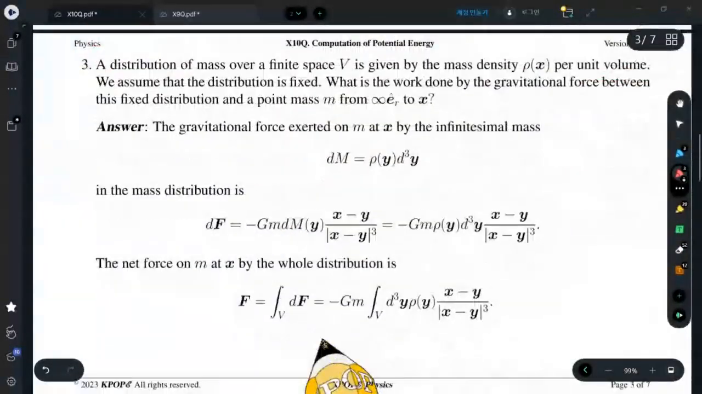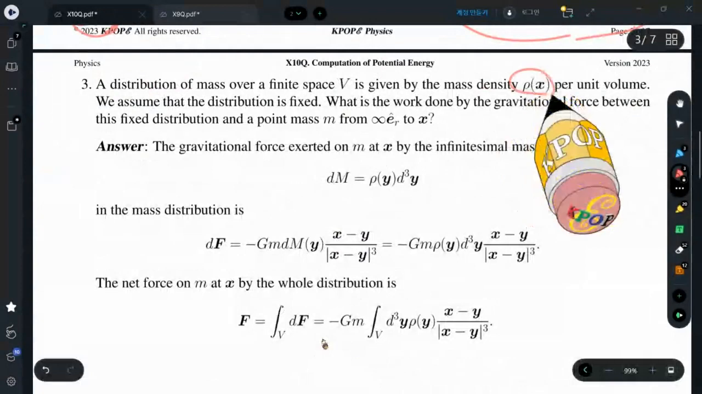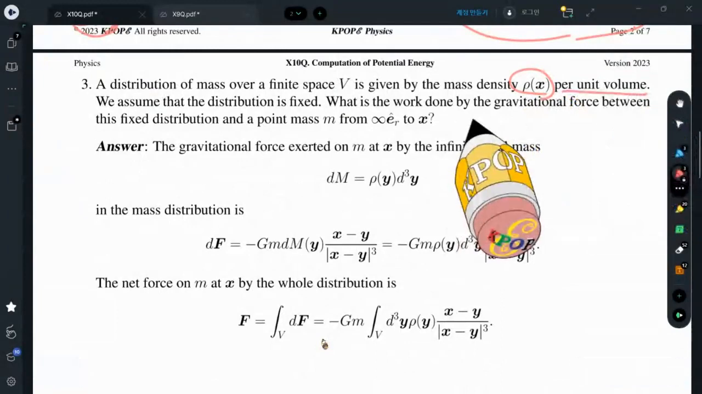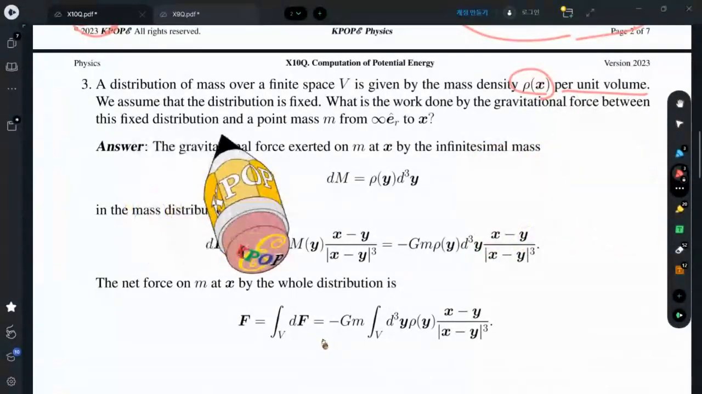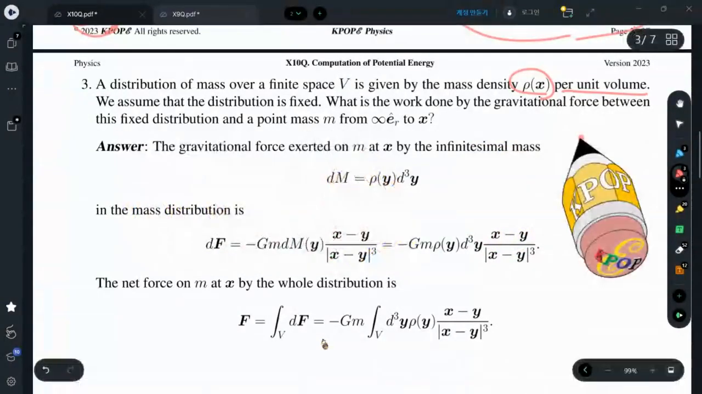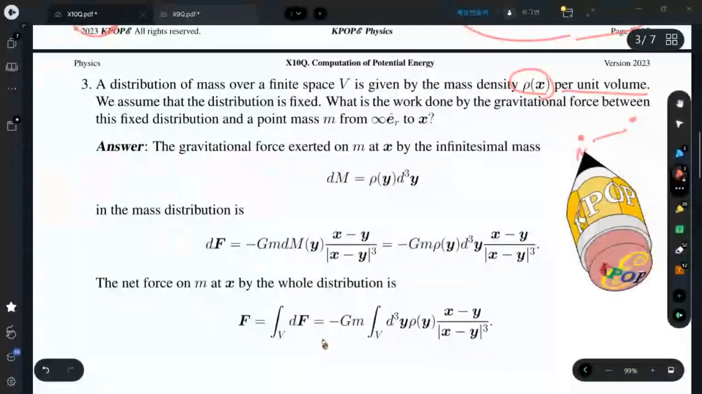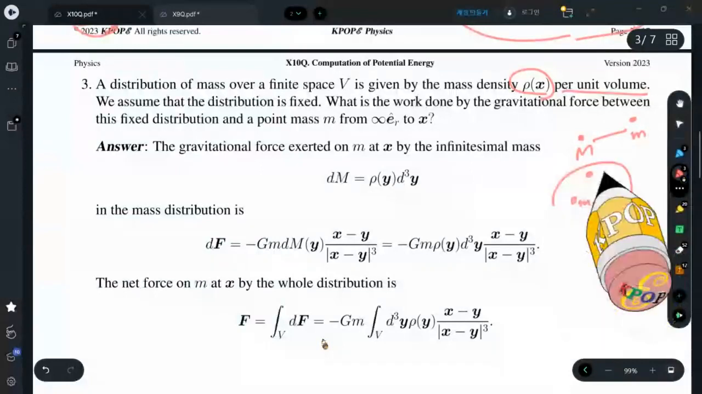Number 3, distribution of mass over finite space V is given by the mass density, the unit volume. We assume that the distribution is fixed. What is the work done by the gravitational force between this fixed distribution and a point mass? So we began with a point-point interaction, capital M, small m. And then we considered the three-body interaction, M1, M2, and M3.